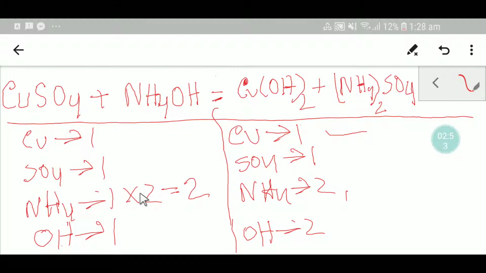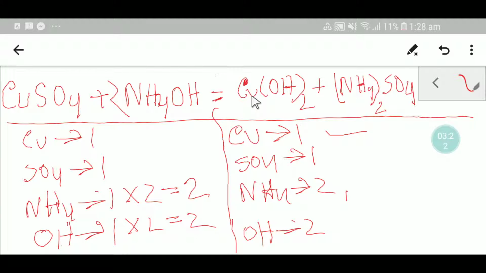Remember, if you multiply by something, then this something will come before this ammonium, that is here. So you have to place here 2. If you place here 2, then the number of hydroxide ions will be changed, so you are getting 2 hydroxide ions. So here you have to write 2 hydroxide ion, right? So now your ammonium 2 hydroxide 2 is balanced. So you can say that this is the balanced equation.